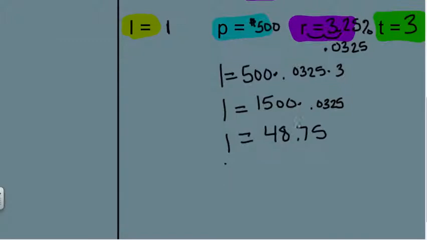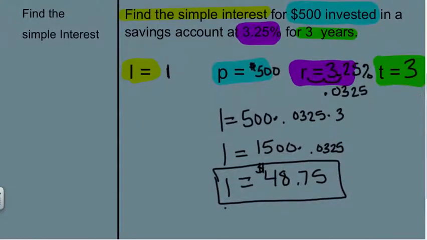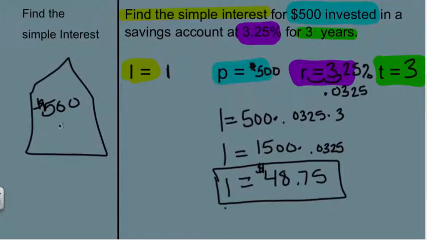Yeah. All right. 48.75. Now you got to analyze and reflect on what you just found. You just found the interest. What does this mean? A lot of the times we'll find answers, but we don't know what it means. So here's what it means. If I take and put $500 in a bank, here's the bank building, look, cute little bank building. I put $500 in here, and I can't touch it for 3 years. Over 3 years, I earn interest of $48.75. So now here I am, I'm walking to the bank, and I'm going to come get my $500.